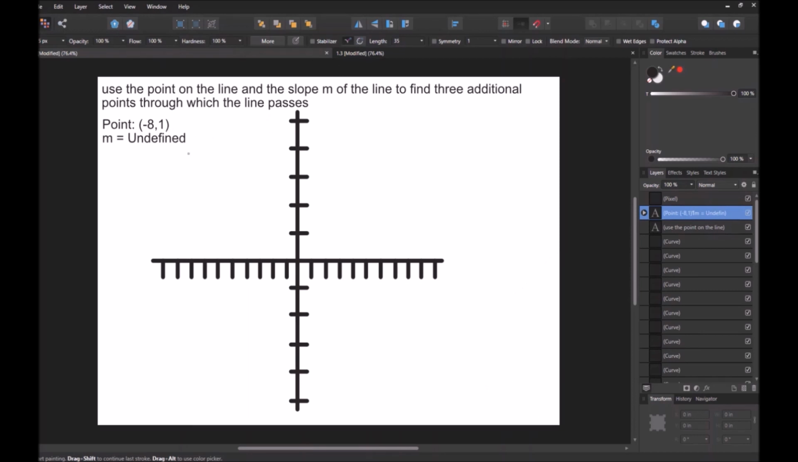So in this problem, it's the exact same question, but now our point is negative 8 comma 1, and our slope is undefined. So I'm going to go to 1, 2, 3, 4, 5, 6, 7, 8 left of the origin to get to negative 8, and I'm going to go up 1, so right about there. And the slope is undefined, so remember that if the slope is undefined, that means that the line is vertical, straight up and down.